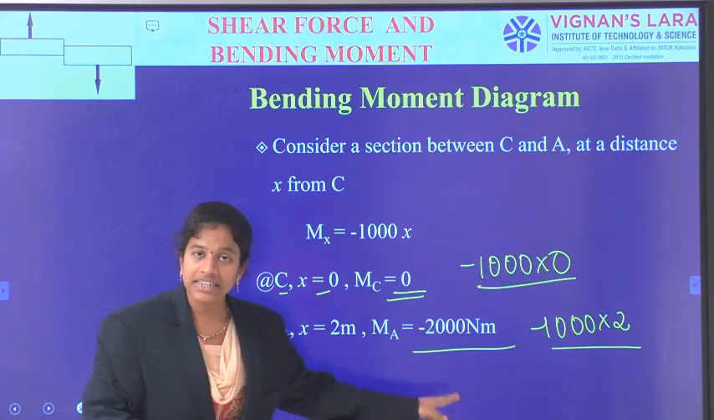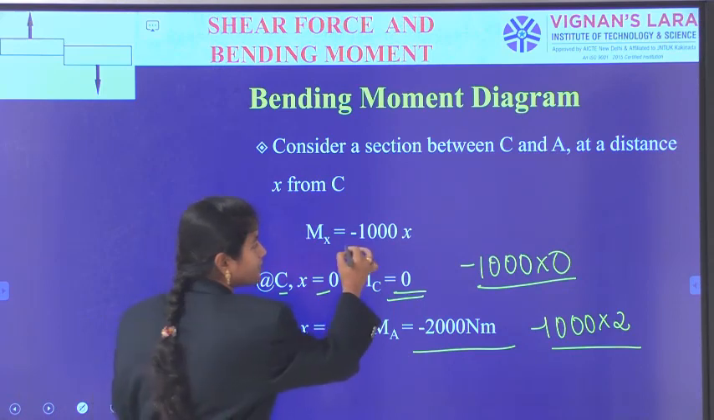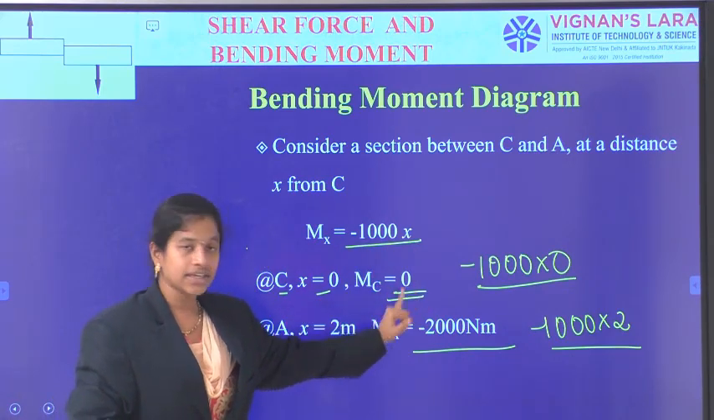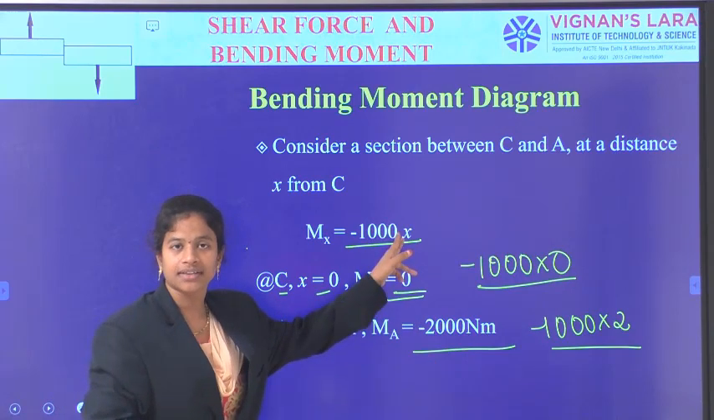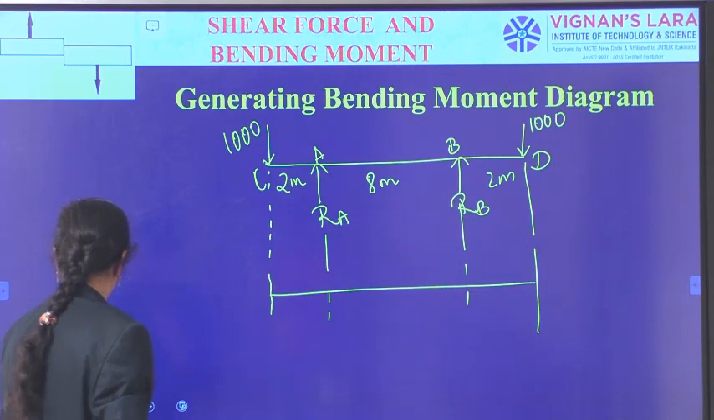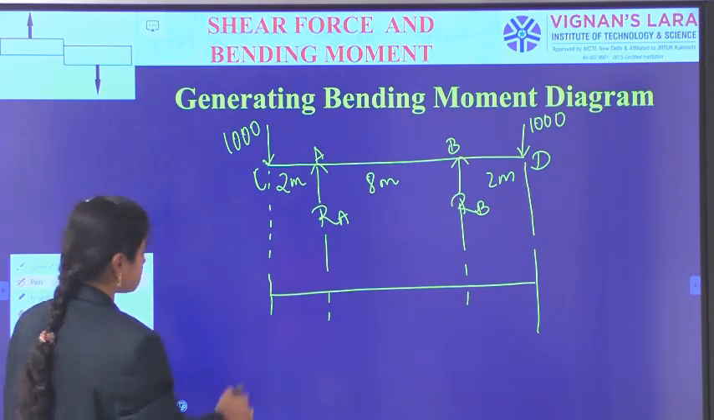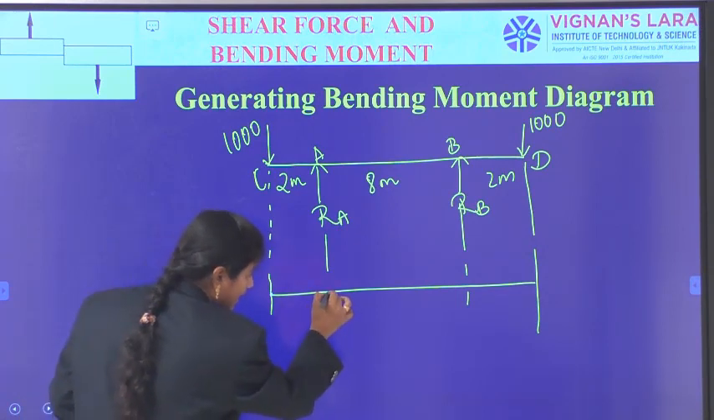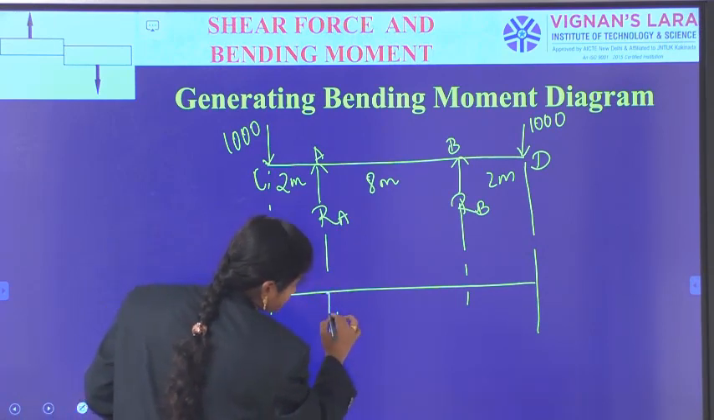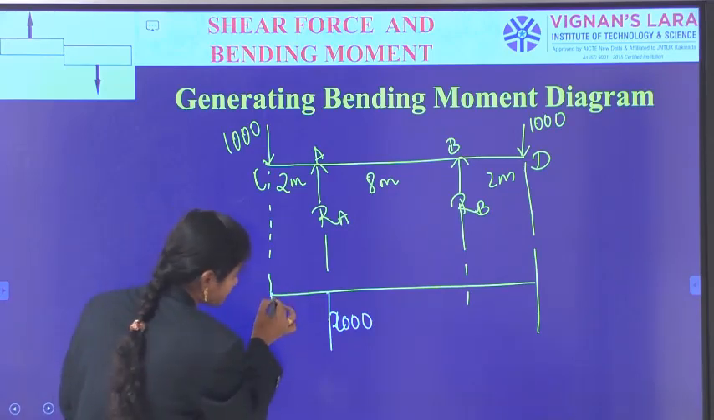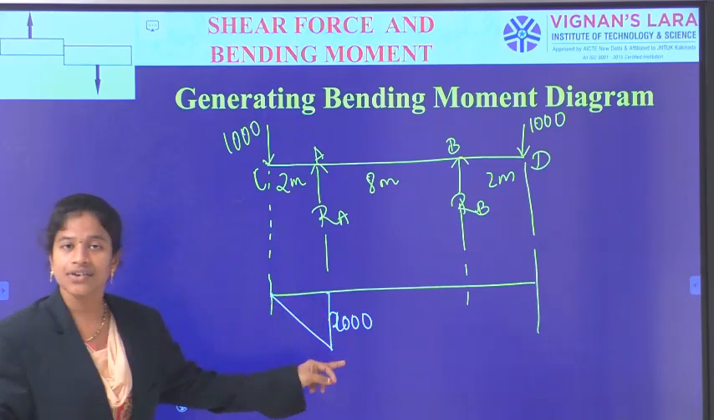And connecting these two answers, what is the equation? Minus 1000x, single degree straight line. So MC and MA, connecting these two, I am taking the equation also. Bending moment at C is 0, and bending moment at A I have got minus 2000, and connecting these two is a single degree straight line equation.